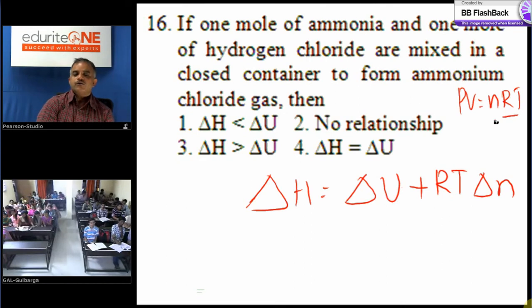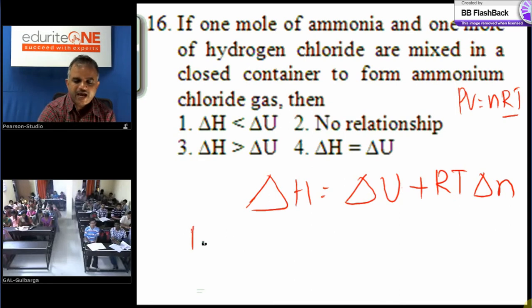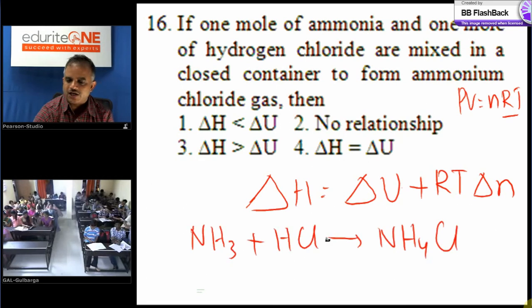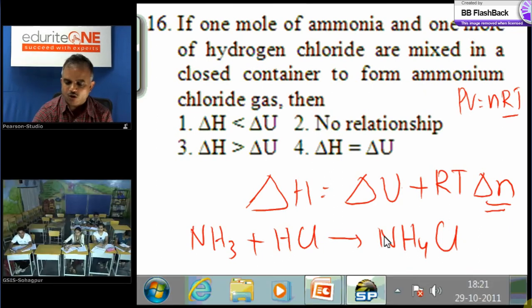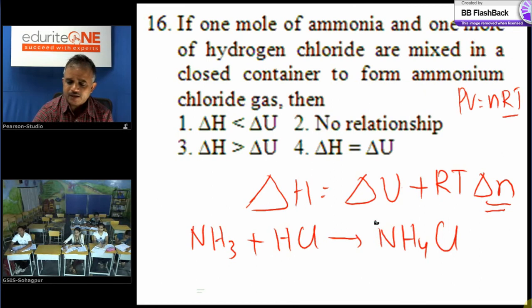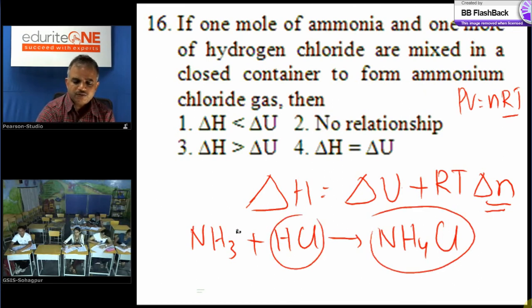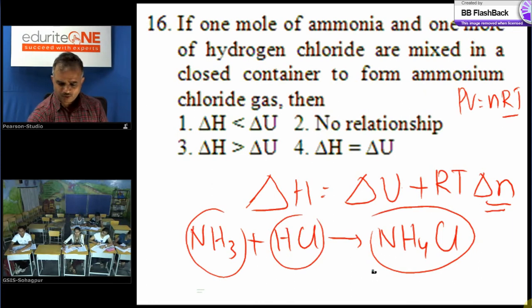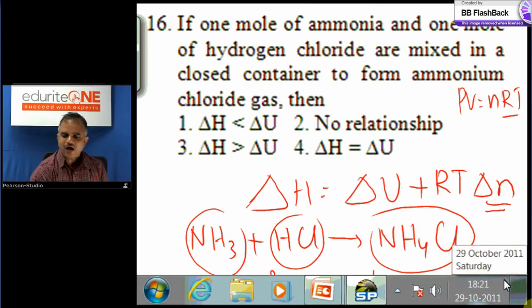Now, how to do this quickly? Look at the answers. They want only which is greater or smaller. They are not interested in how much greater or how much smaller. So I will give a very simple way. Just write this equation. NH3 plus HCl gives NH4Cl. All are gases. Then delta N is nothing but change in moles, product minus reactant. Product NH4Cl, there is 1 mole. Reactant HCl 1 mole, NH3 1 mole, so 2 moles. So delta N is equal to product moles minus reactant moles, that is minus 1.